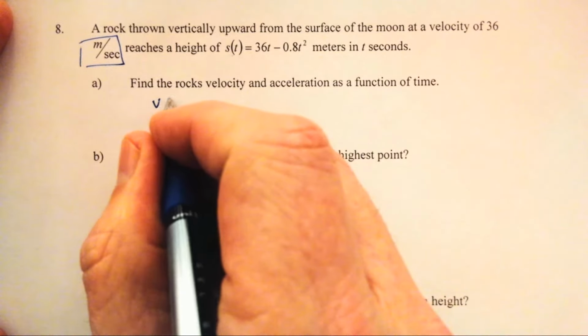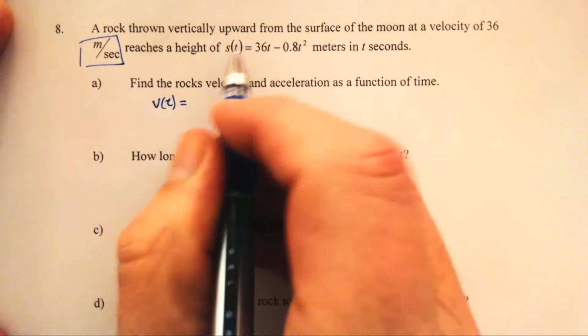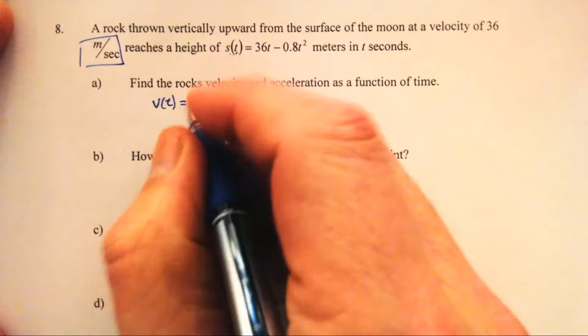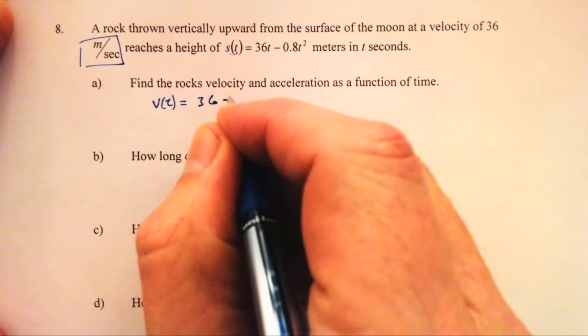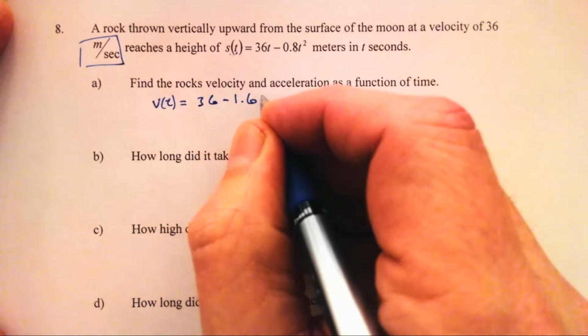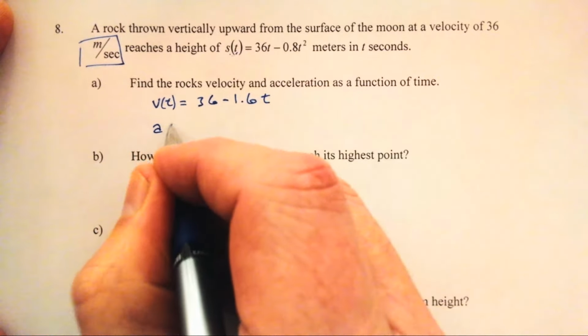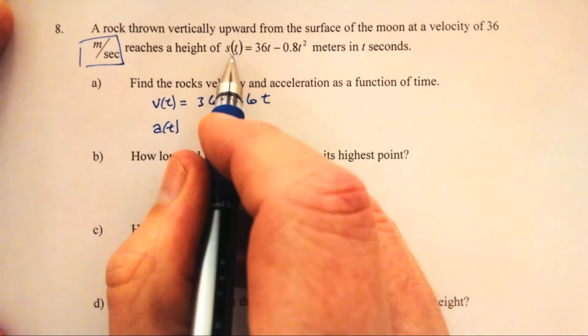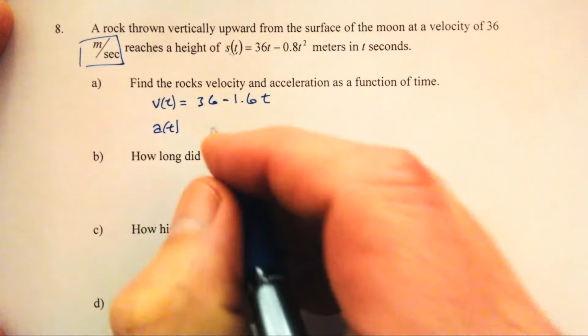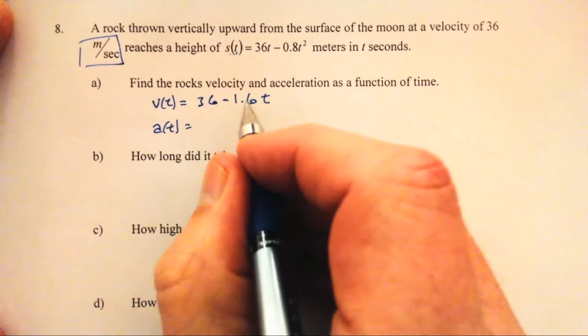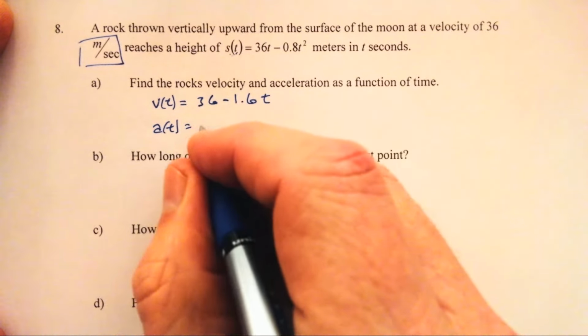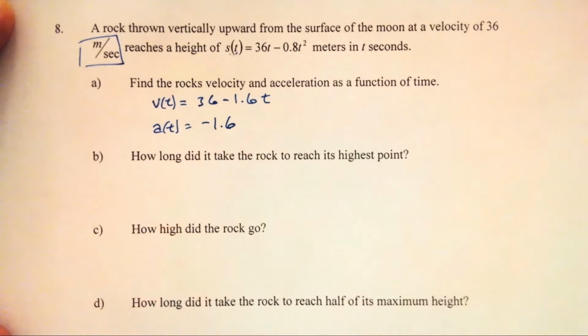So velocity based on time is the first derivative of position. That is 36 minus 1.6t. Acceleration is the second derivative of position, or the first derivative of velocity. The derivative of 36 is 0. The derivative of negative 1.6t is negative 1.6. Constant acceleration.